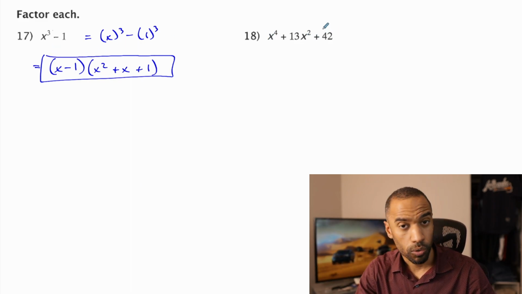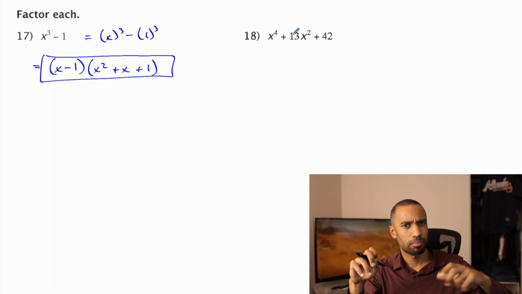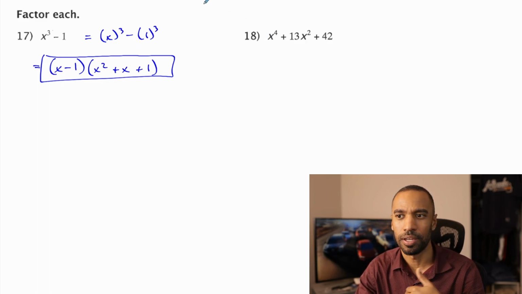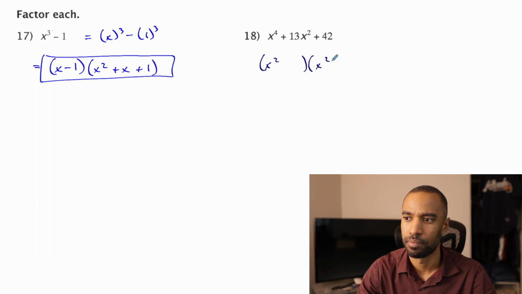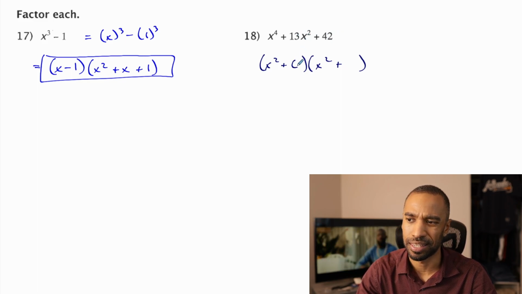Here we have another one of those things. Although, keep in mind, these are now easier problems, if you will. This is one of those things, but it's a 1x squared now, right? So when we factor this one, it's an x squared times x squared. In this case, we just have to figure out plus plus. What two numbers multiply to make 42 and add to make 13? That looks like 6 and 7.